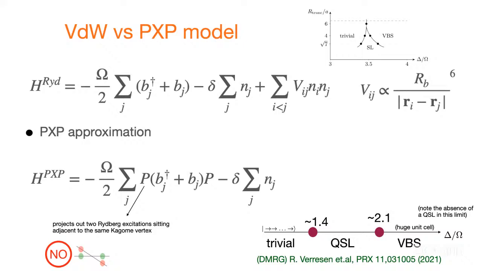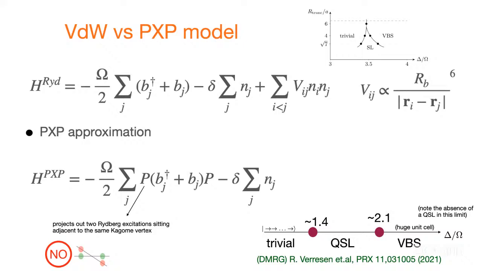And then there is another one to VBS, a kind of a solid, but a very strange solid with a huge unit cell, around 2.1. Yeah, the numbers for PXP and van der Waals slightly differ. It's roughly a constant factor of 2 to 3.